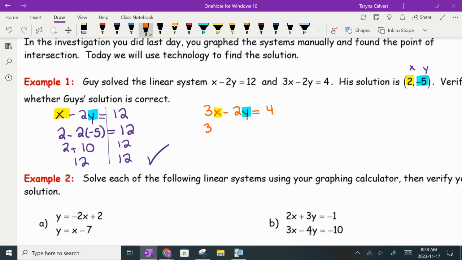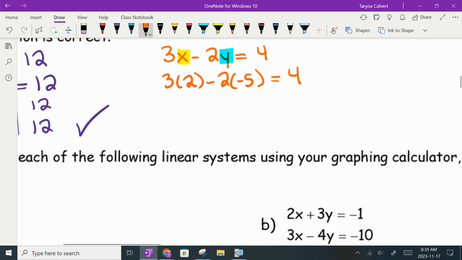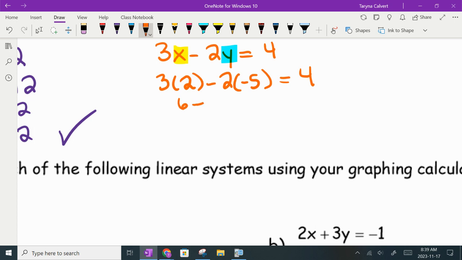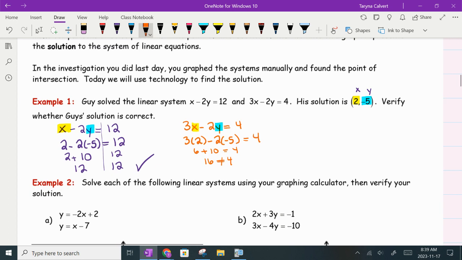So then you would go 3 times 2 minus 2 times -5. Again, you could type that into your calculator and show no more work. I'm just showing all my steps, which you don't need to. So 2 negatives would make a positive. So 16 does not equal 4. Therefore, he solved it wrong. So what we just concluded is that (2, -5) is not a solution.